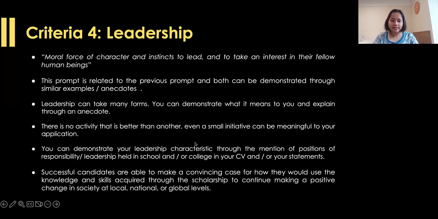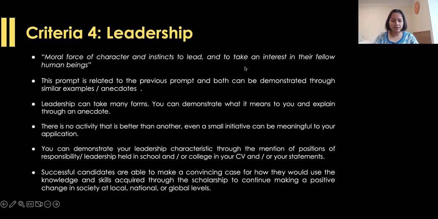And then the fourth criteria is leadership. So it says that you have to have a moral force of character and instincts to lead and to take an interest in their fellow human beings. Now, this prompt is related to the previous one, and both can be demonstrated through similar examples and anecdotes. So there's not always a very clear distinction between all the different prompts. They come together in some way or the other and can be demonstrated through similar instances.